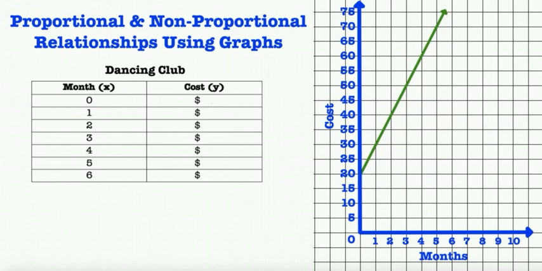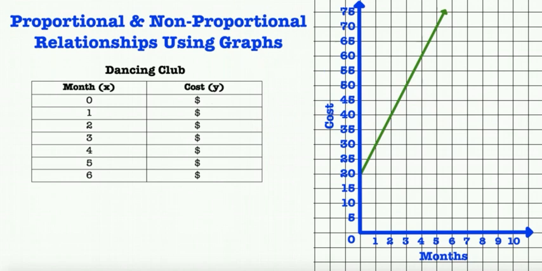So here we have another example, and in this example we also have the relationship between months and cost for this dancing club. As you notice, our table is only filled out where our x's are. Our x's are increasing by 1. However, our cost is not filled out. So we're going to use the graph to help us fill out our table.